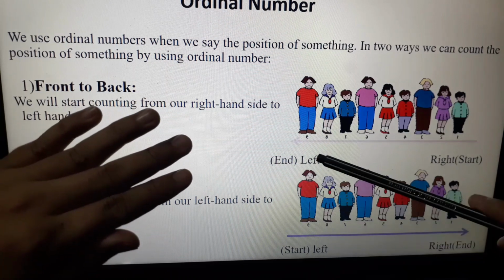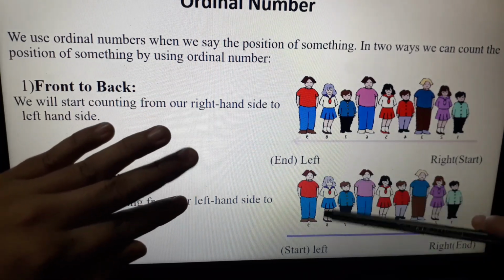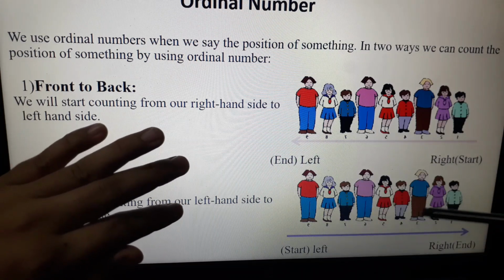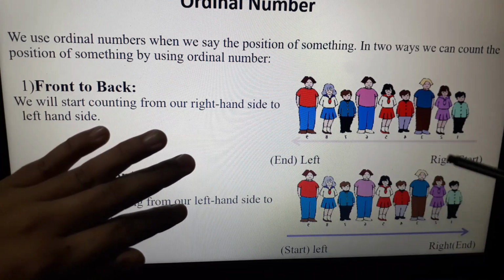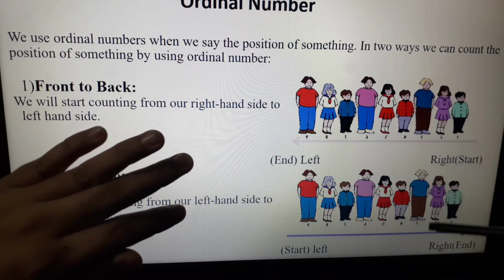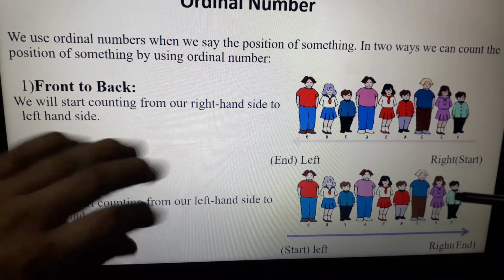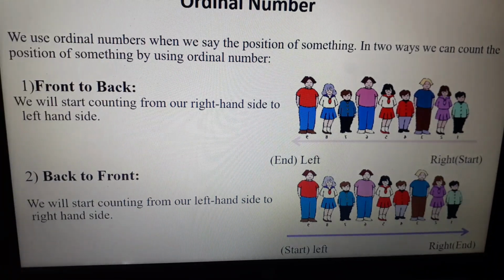Who is in the first position here? Zaim. And in the second position, her name is Ramisa. And third, fourth, fifth, sixth, seventh, eighth. Who is in the eighth position? Yes, Samaira. And the ninth position, who is it? He is Tasin. So in the first picture, Tasin was in the first position when we used front to back counting. But here Tasin is in the last position when we use back to front counting.